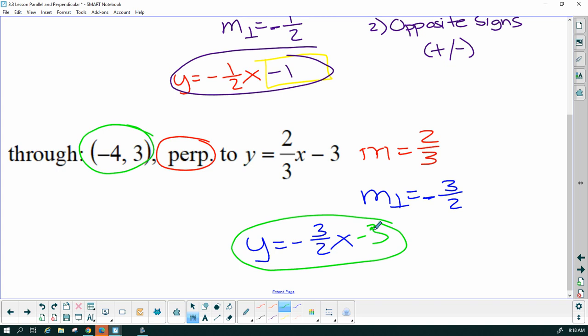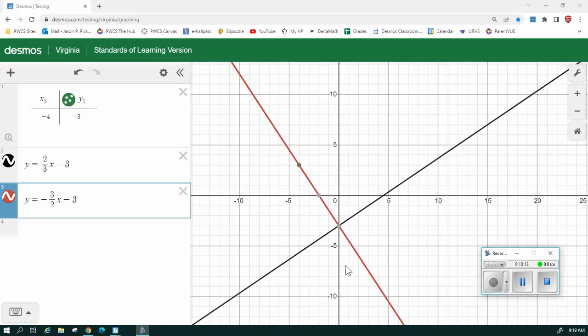Sorry, that is a pretty sloppy 3. I don't think I'm making it any better. That's a minus 3. And so these two lines should be perpendicular. Once again, I'm going to go ahead and graph these and show you. So there you go. They intersect.